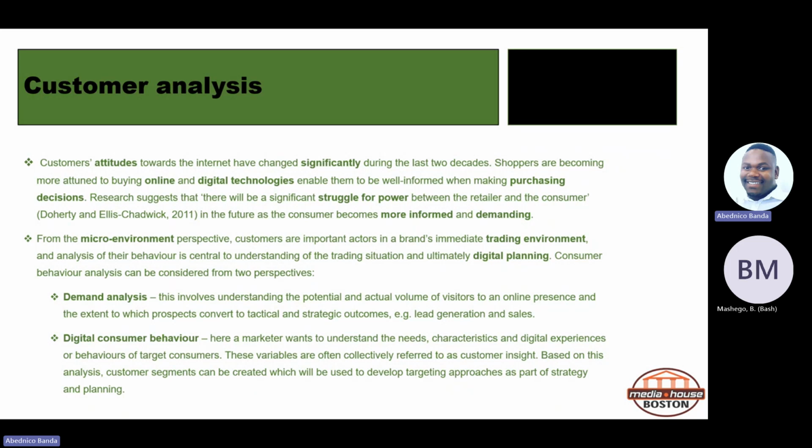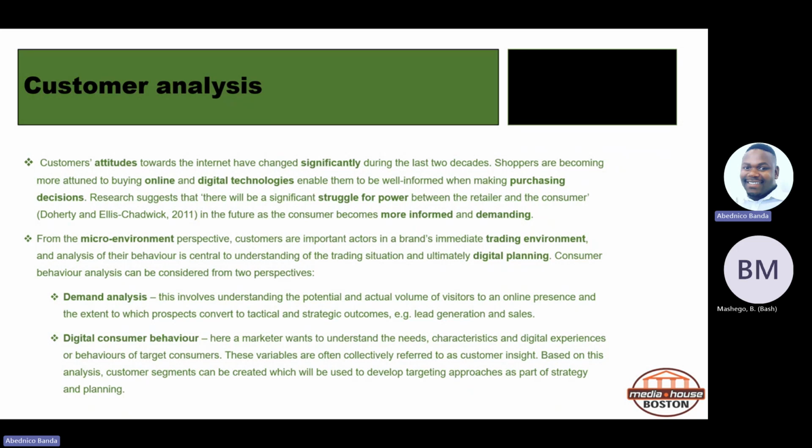Then the second one, of course, is digital consumer behavior. You can also understand the needs, characteristics and digital experiences of targeted consumers, and how they behave online. How do they express themselves on the platforms within the digital landscape? And these variables are often collectively referred to as customer insights. Most customer insights are based on how customers behave online.